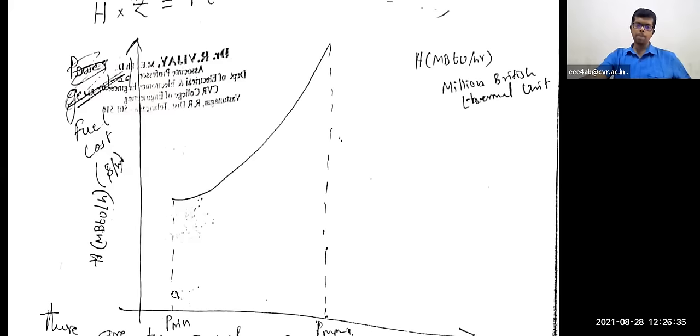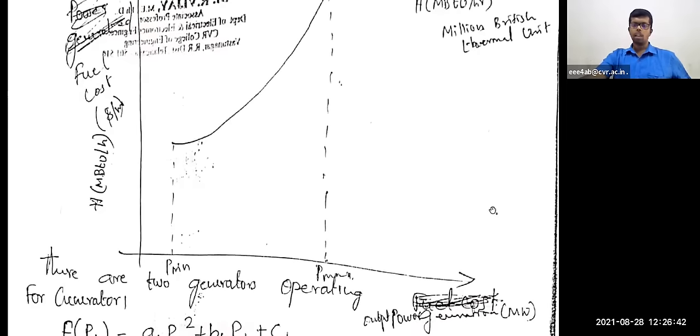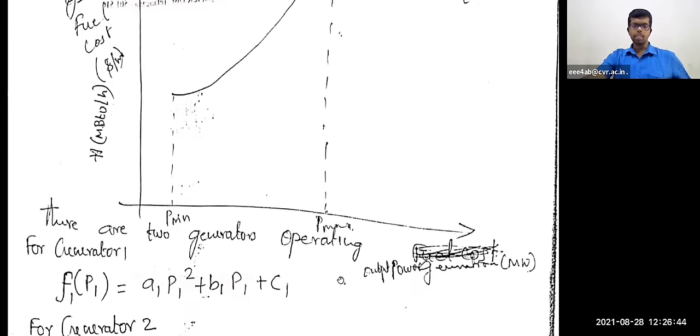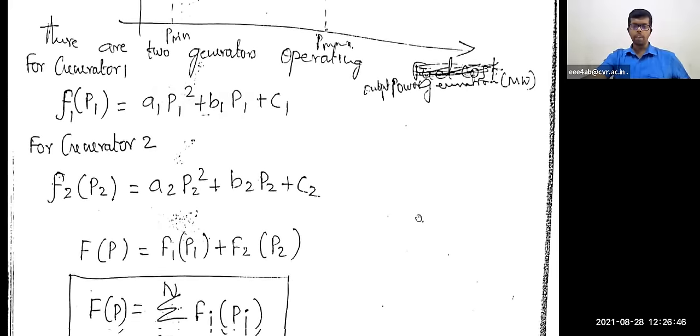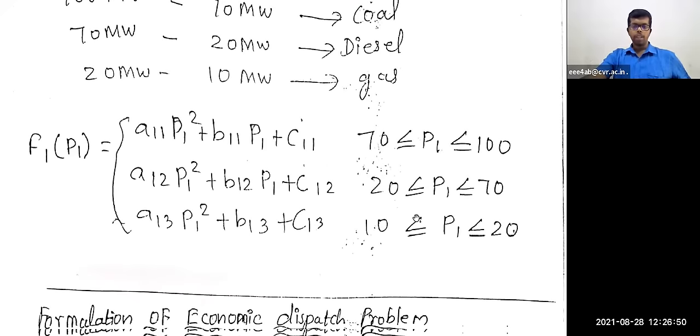So this is the minimum power that is being generated, and the maximum power that is being generated. So this curve you have to draw, and you have to explain about this curve, how the curve is linear, everything that you need to explain.